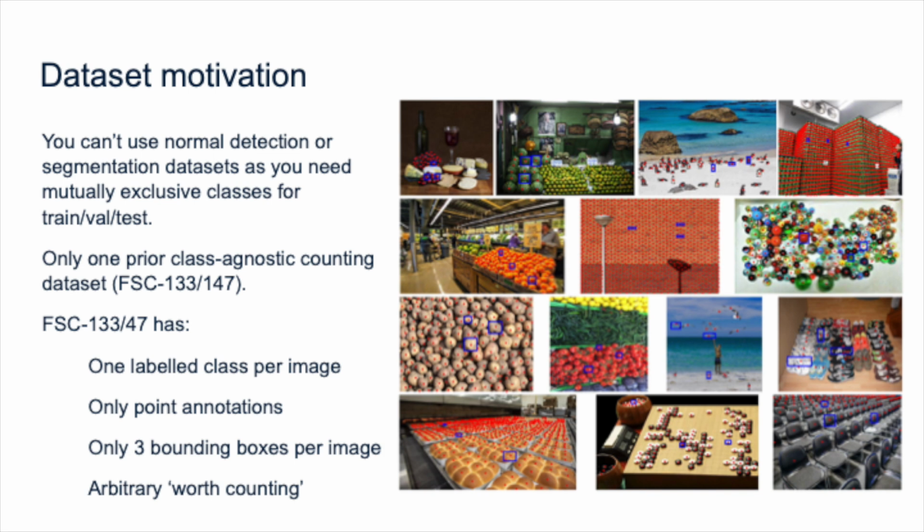For accurate class-agnostic counting, you need datasets with a wide variety of classes, but no overlap between the classes in the training, validation, and testing splits. Prior to this work, there was one class-agnostic counting dataset, FSC. FSC has limited labeling. It is single class with only one labeled class per image, only point annotations, a few bounding boxes per image, and arbitrary distinctions between which instances should and should not be included in the count.